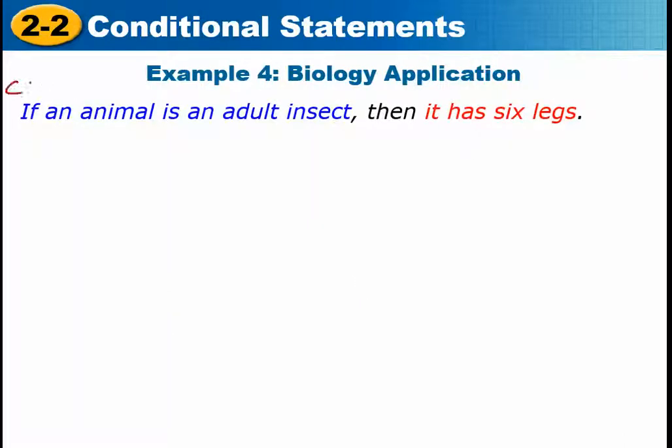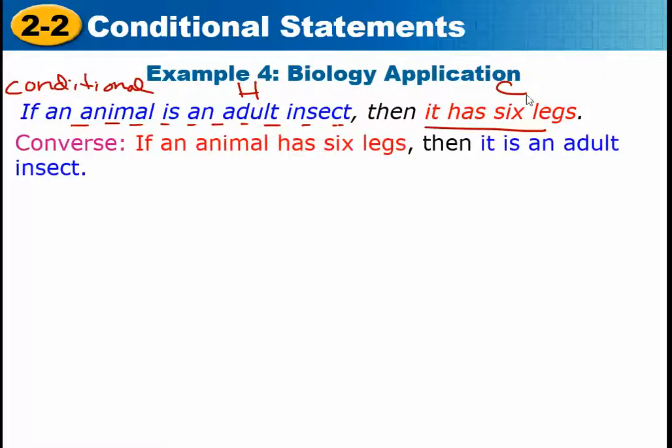This is our conditional statement. This is how it was written. The blue is the hypothesis here. That's our hypothesis, if an animal is an adult insect, and our conclusion is it has 6 legs. Now we're going to write the converse of that. The converse is if an animal, and then we put the, see, here's the conclusion. We exchanged our hypothesis and our conclusion.